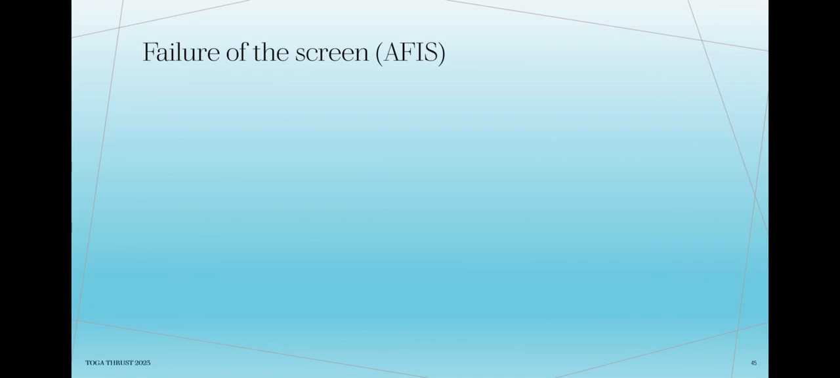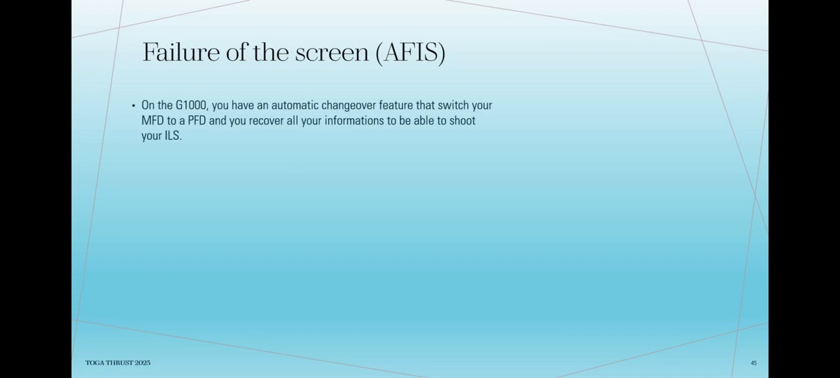Failure of the screen, AFIS. On the G1000, you have an automatic changeover feature that switches your MFD to a PFD and you recover all your information to be able to shoot your ILS. You will still have a GPS map available through the inset feature.